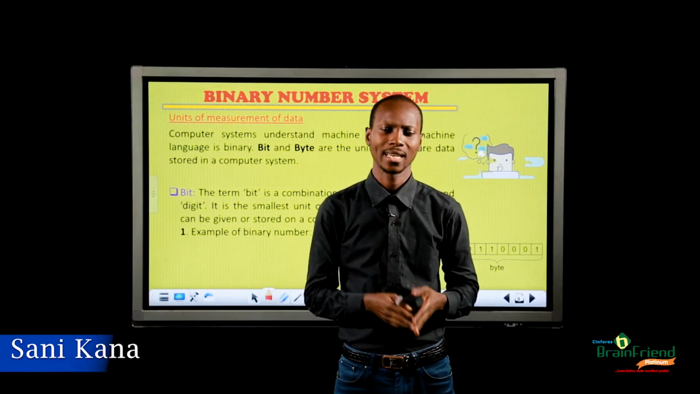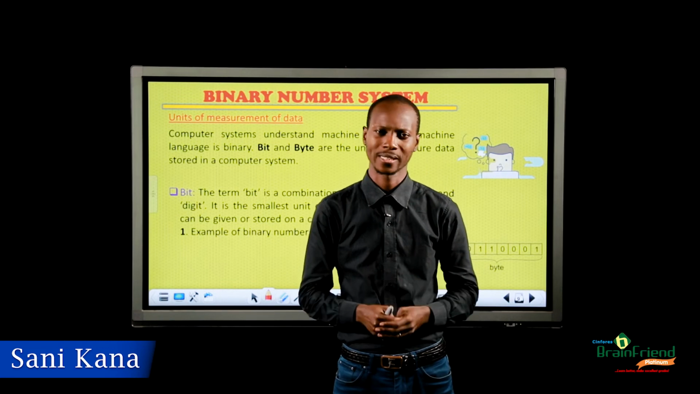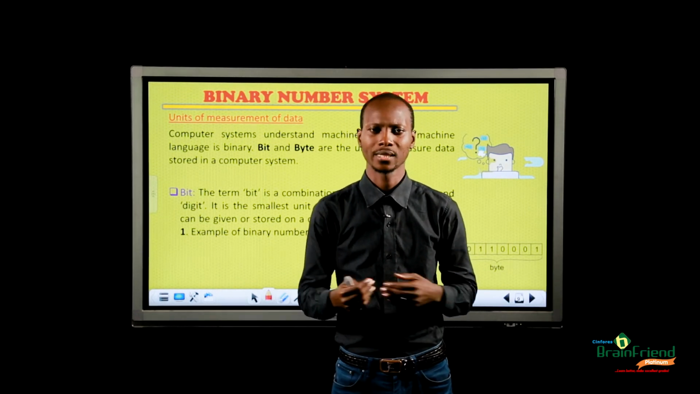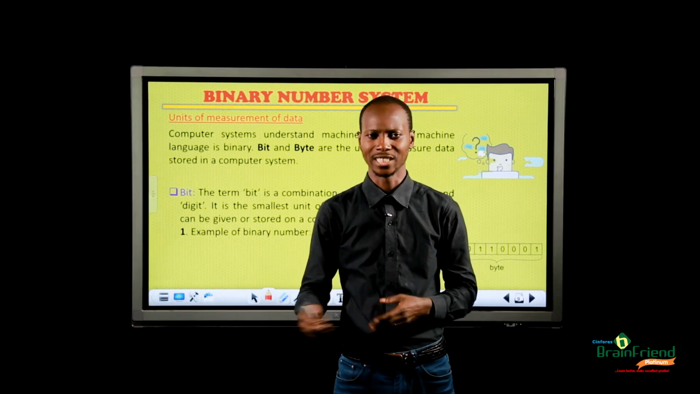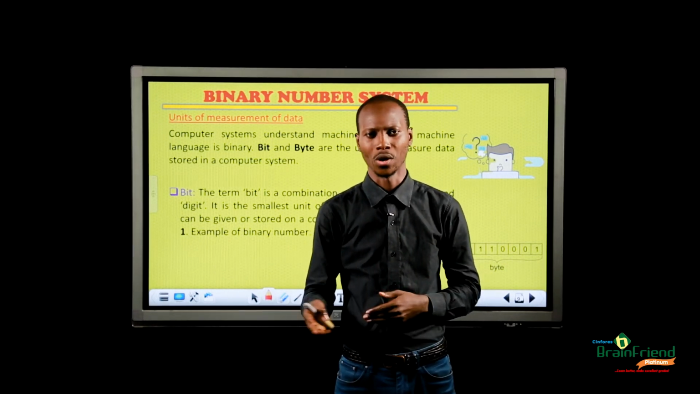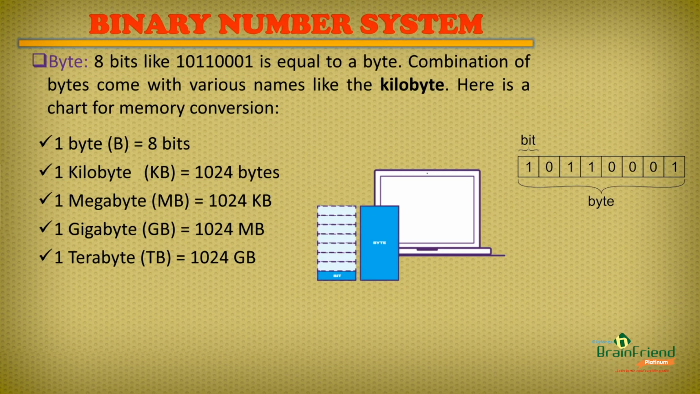Bits and bytes are the units to measure data in computer system. Bit is a combination of 2 words, binary and digits. It is either 1 or 0. An example, 110100 base 2. Byte, 8 bits is equal to a byte.